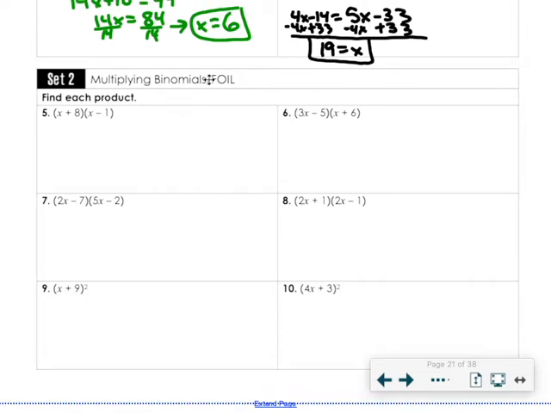Set number 2, these are going to be FOILing, multiplying binomials. The way we do that is with FOIL. Remember that the F stands for first, the O stands for outside, the I stands for inside, the L stands for last. So that's exactly how we're doing these ones here.